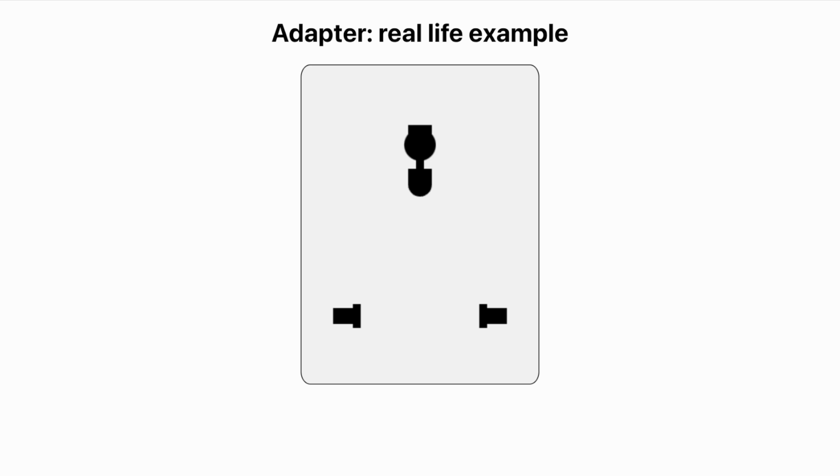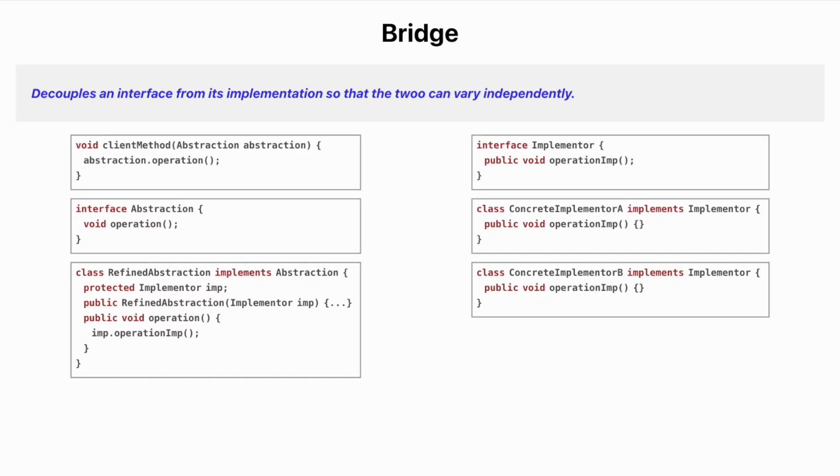A real life example. When we have an electronic device with a US pin and we want to connect to an Indian plug point, then we need to use a US pin to Indian pin converter. Here the converter is the adapter. An electronic device with a US pin is the one that needs adaptation. Bridge decouples an interface from its implementation so that the two can vary independently.